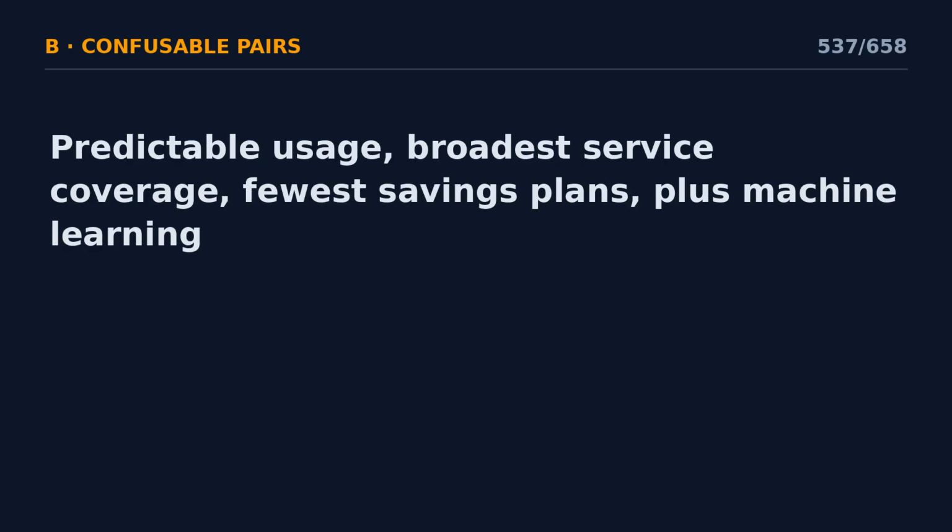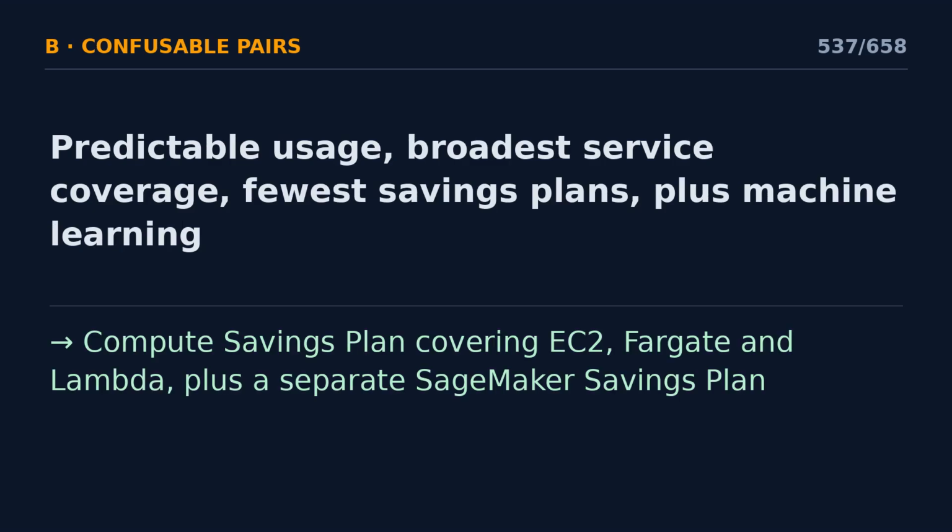Predictable usage, broadest service coverage, fewest savings plans, plus machine learning. Answer: Compute Savings Plan covering EC2, Fargate, and Lambda, plus a separate SageMaker Savings Plan.